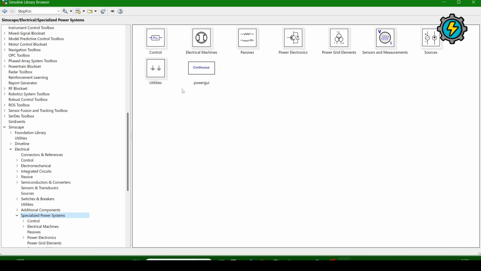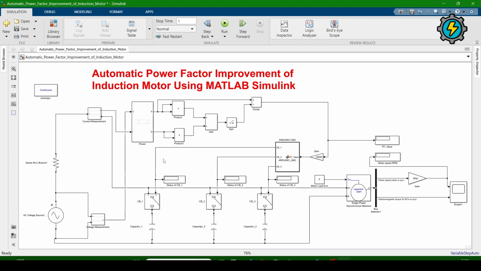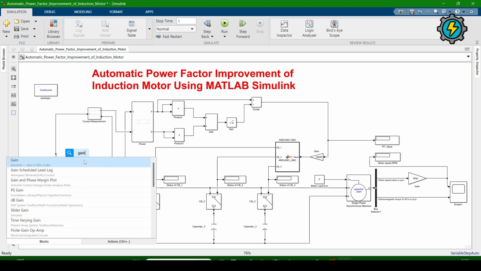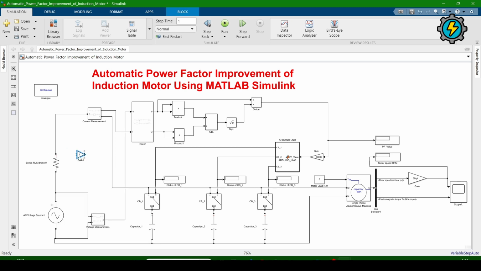From here you will import all these components, or you can simply single click on this and write the name of the block. For example, if I want to import a gain block, I just write GAIN, then it will show here. When you click on it, it will import this element into the simulation window. So now we will cancel it.